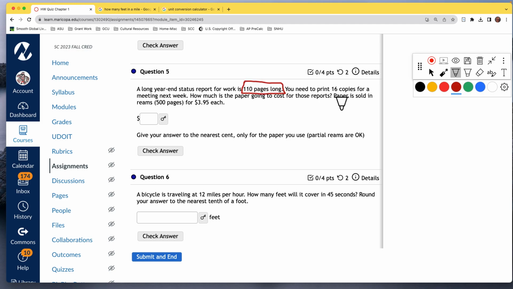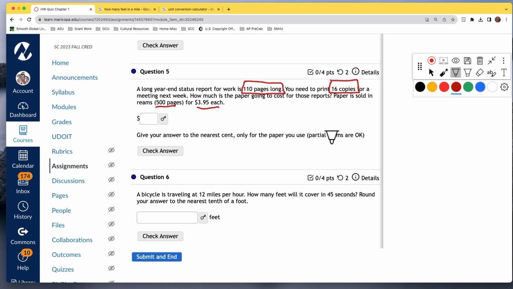You need to print 16 copies for a meeting next week. How much is the paper going to cost for those reports? Paper is sold in reams of 500 pages for $3.95 each. So each ream, and this is pretty accurate, you know, little grouping of paper, 500 pages. I think this is pretty cheap. Paper's usually $4 or $5. So give your answer to the nearest cent only for the paper you use.